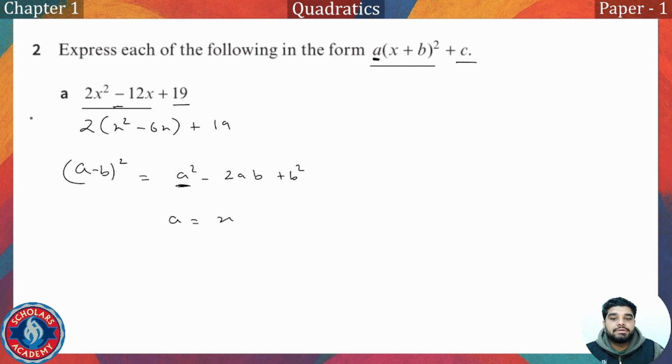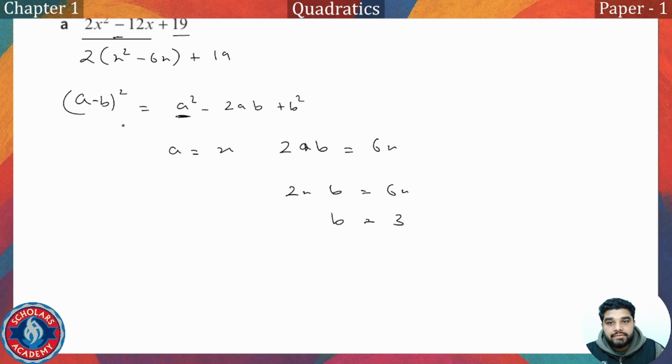So comparing this equation, we get a as x, we get 2ab as 6x. So if I substitute x over here, 2xb is equal to 6x, b is equal to 3. If b is 3, it means b square should be 9. So what I will do, I will add this over here and subtract it also. So 2(x square minus 6x, adding 9, subtracting 9), and plus 19. Why am I subtracting 9 over here? Why not outside the bracket?